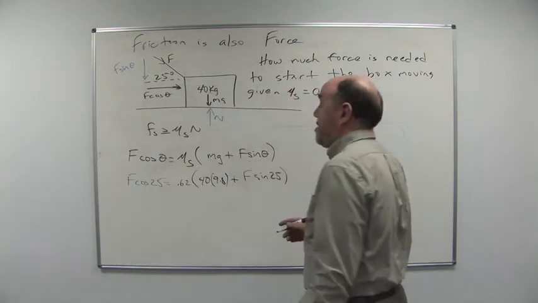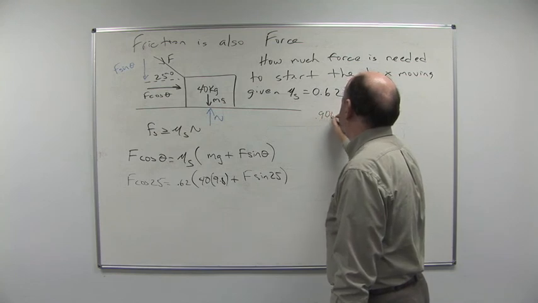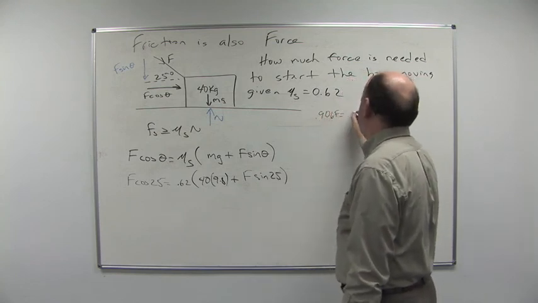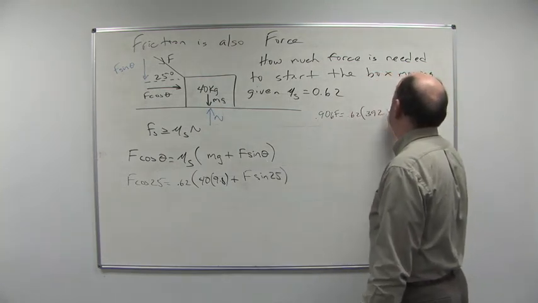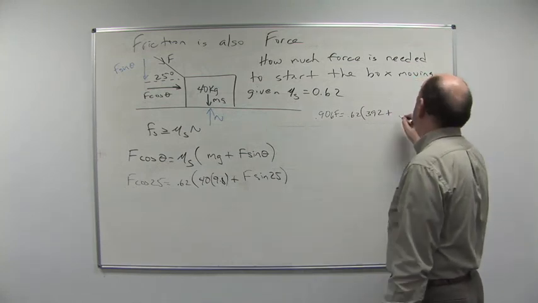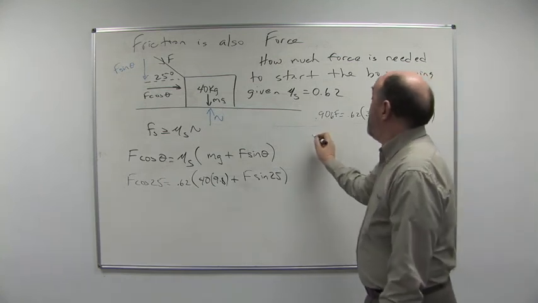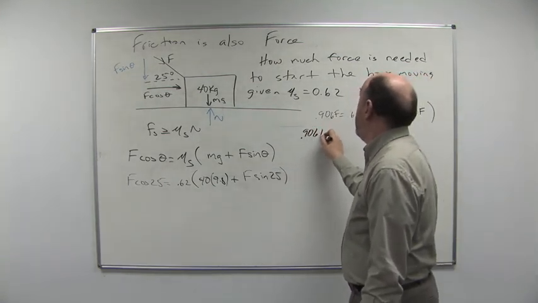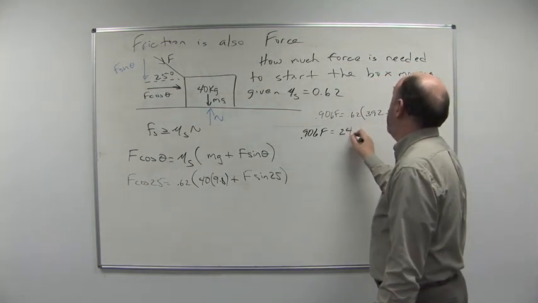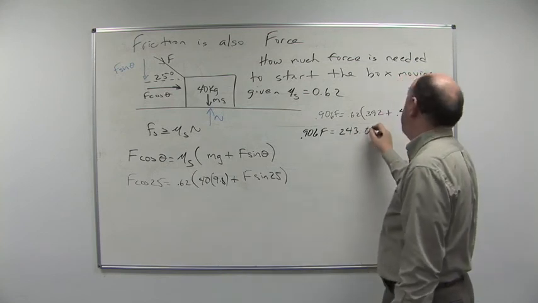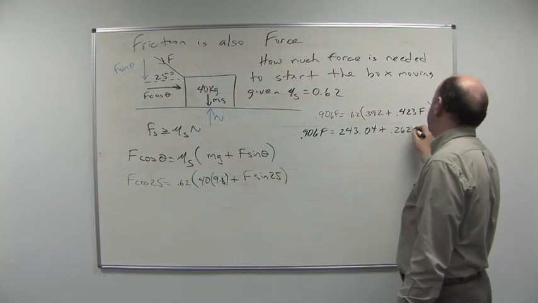And so we number crunch this out. We get 0.906F equals 0.62 times 392 plus 0.423F. Next thing I'm going to do is take care of my distributive property. And so we'll do 0.62 times those, and this will be 243.04 plus 0.26226F.